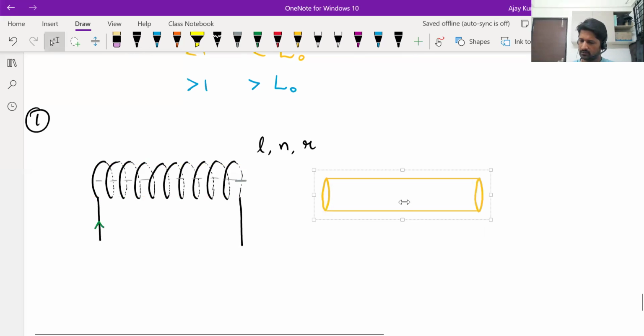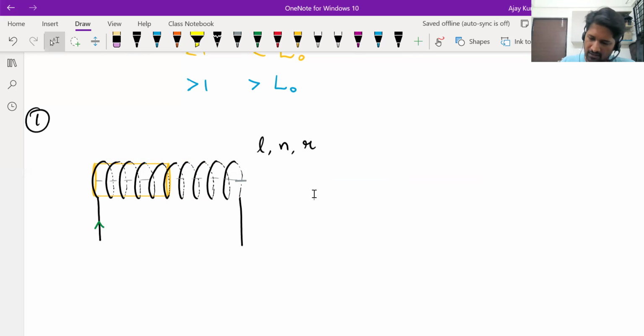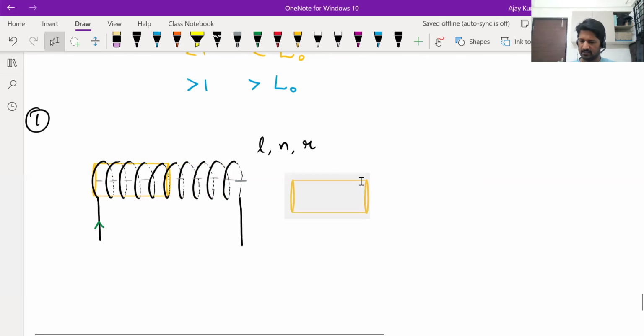Assume half the solenoid is filled with one material and, okay, let's keep the other half empty. So instead of being completely filled with a material, it is partly filled. Half filled, exactly half filled.